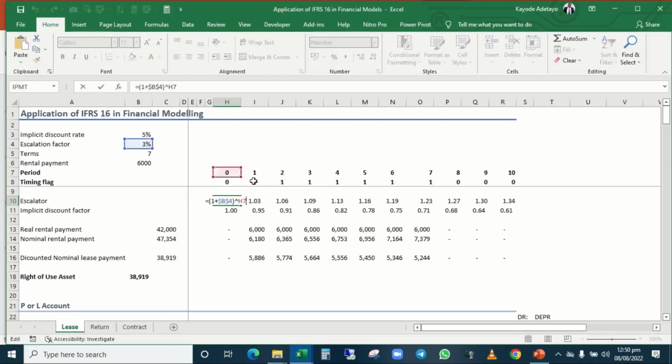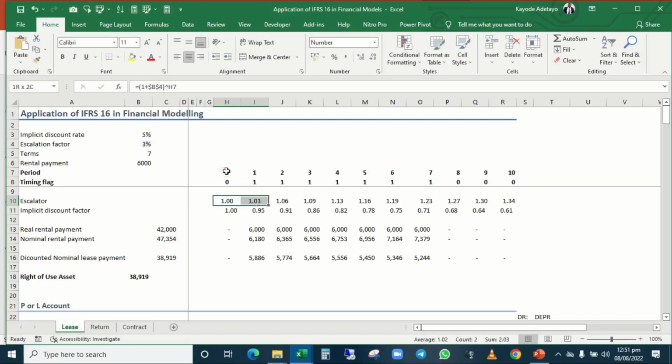So that's exactly what I did here. So the 1 plus the inflation rate of 3%, all in brackets, raised to the power of the period you have. So that's how we got all these numbers increasing by 3% annually.